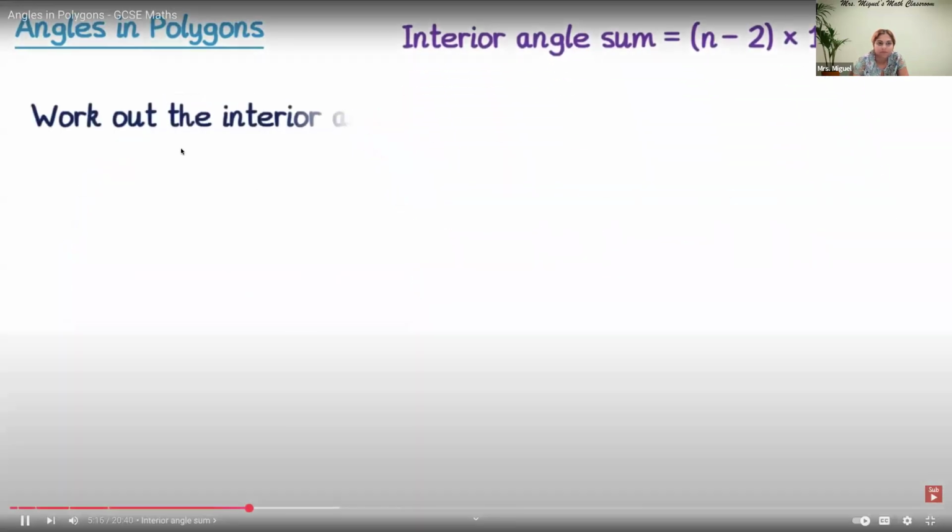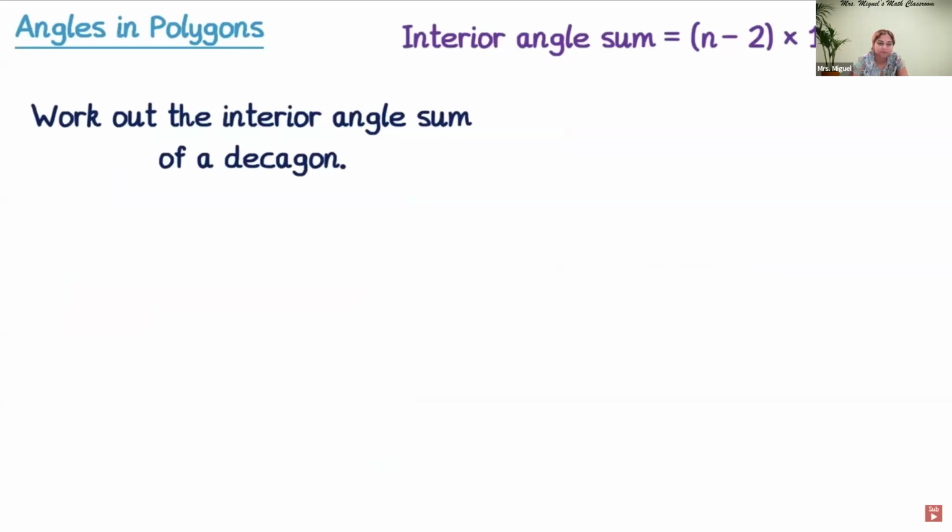So for the first question, we're going to work out the interior angle sum of a decagon. Earlier we said a decagon had 10 sides. So using this formula, we want to do 10 subtract 2, so 10 becomes the n, and then multiply this by 180. If you do this with a calculator, you end up with 1,440.